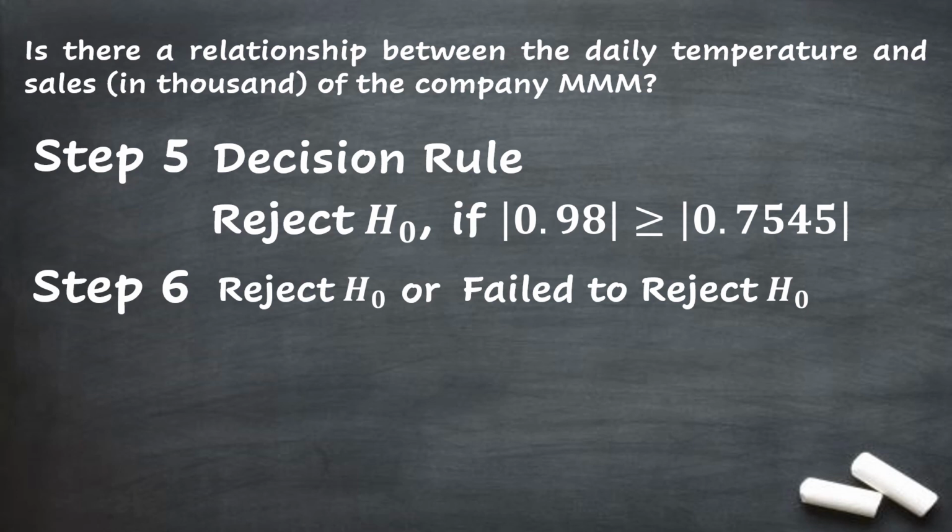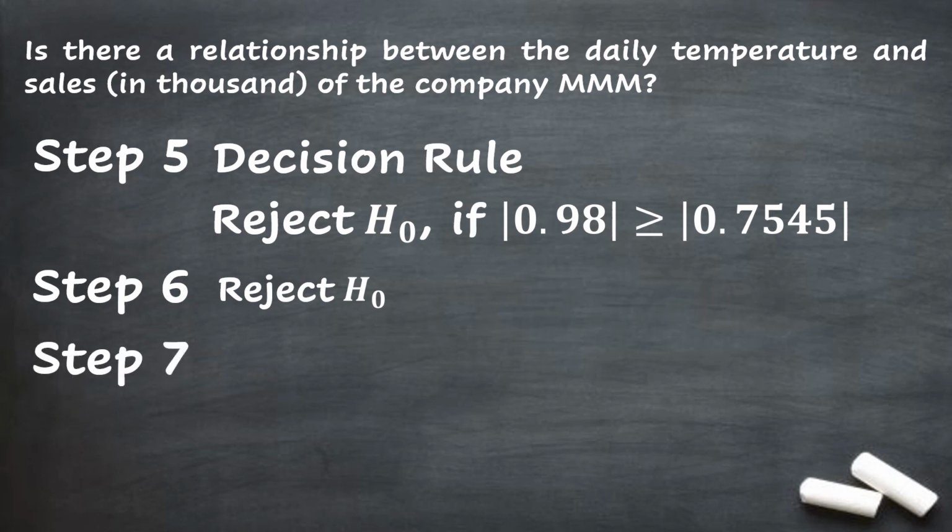For us to know if we have to reject the null or we fail to reject the null hypothesis, we have to go back to the mathematical statement in the decision rule and check if it is true or false. So going back, we have the absolute value of 0.98 is greater than or equal to the absolute value of 0.7545. So extracting the absolute values, we will have 0.98 is greater than or equal to 0.7545, which is true. So, meaning to say, we reject the null hypothesis.